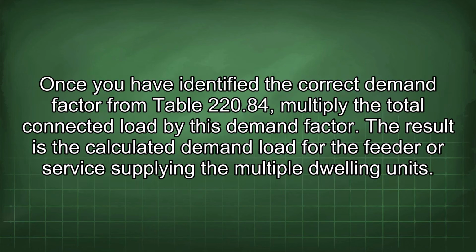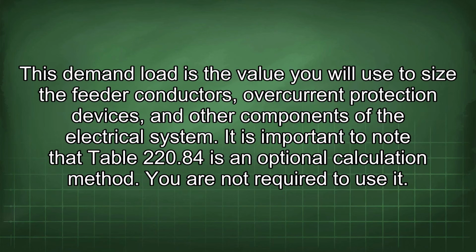Once you have identified the correct demand factor from Table 220.84, multiply the total connected load by this demand factor. The result is the calculated demand load for the feeder or service supplying the multiple dwelling units. This demand load is the value you will use to size the feeder conductors, overcurrent protection devices, and other components of the electrical system.